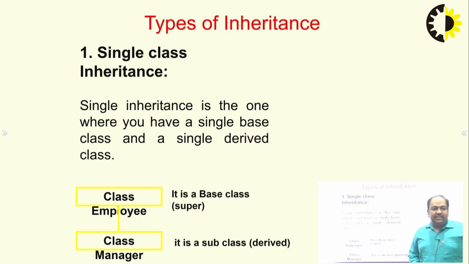First is single class inheritance. In single class inheritance, the subclass or a derived class inherits the properties from the one base class. In single inheritance, there is only one base class and one derived class, and the derived class inherits the properties from the single base class.